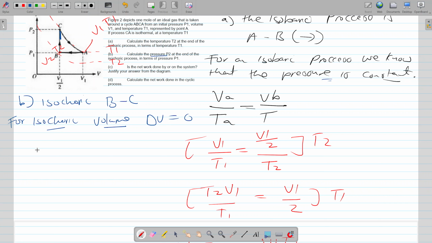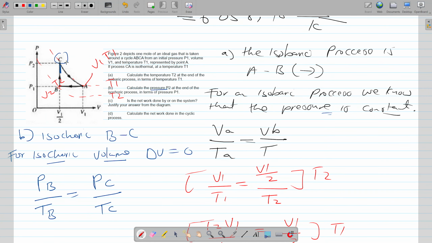So we can then conclude that PB divided by TB is equal to PC divided by TC. And then here, we are going to look at our temperatures. As you can see, TA and TC lie on the same isotherm here, which is T1. So TC is equal to TA, and is equal to T1. That is true because they lie on the same isotherm. So our TC here is equal to T1.